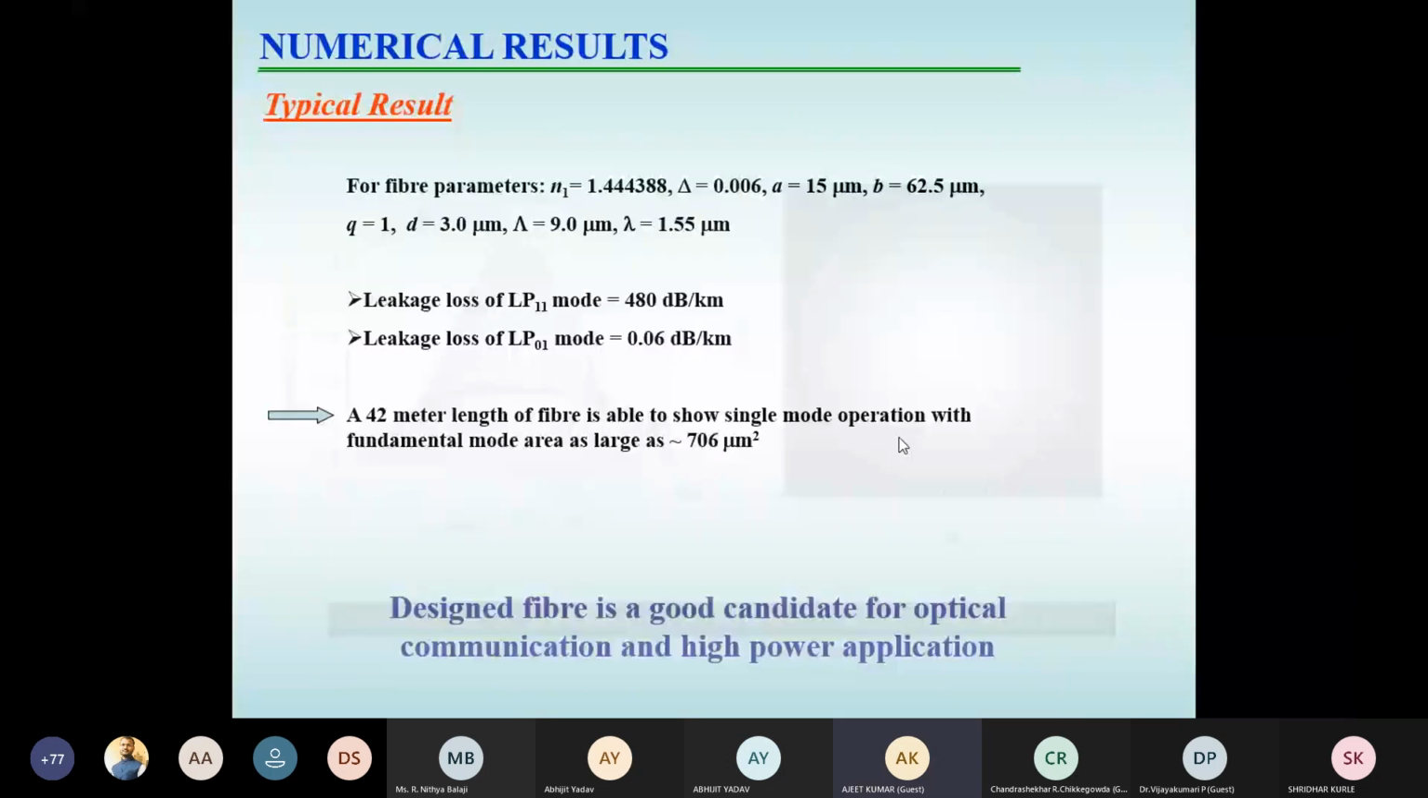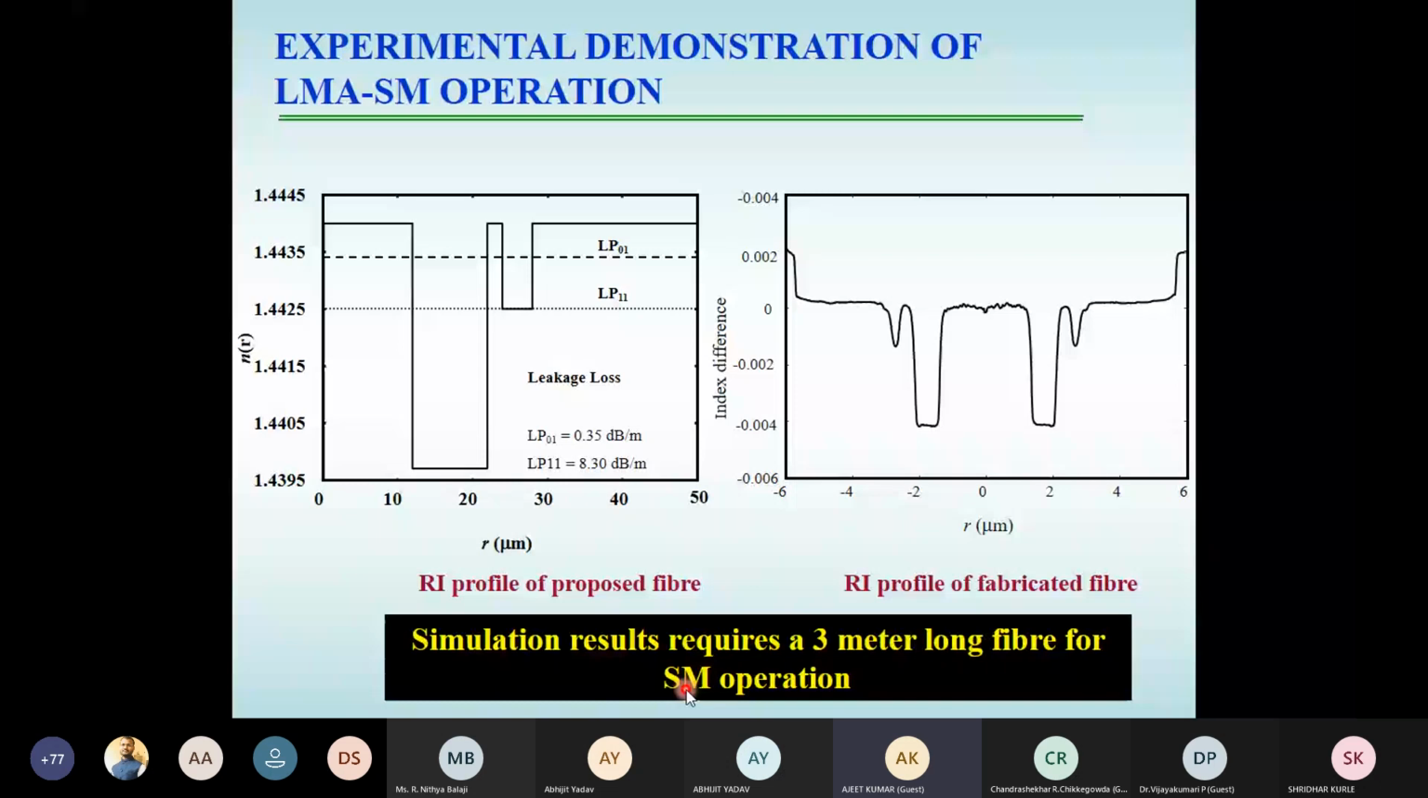So as a conclusion, we found that you can come up with some design in the fiber which can give you single mode operation with a large core area, something close to 700 micrometer square, and this kind of design can be a good candidate for high power laser application. Now, in order to see whether the design works, for verification of the results with experiment, we have proposed a simple structure.